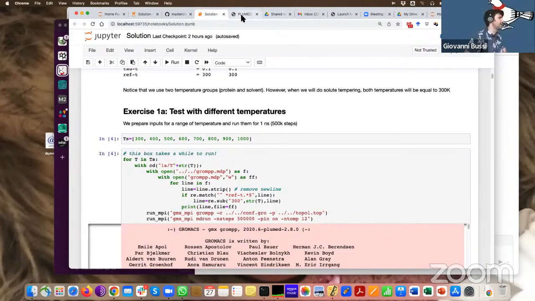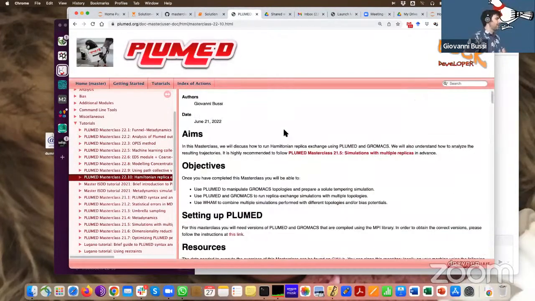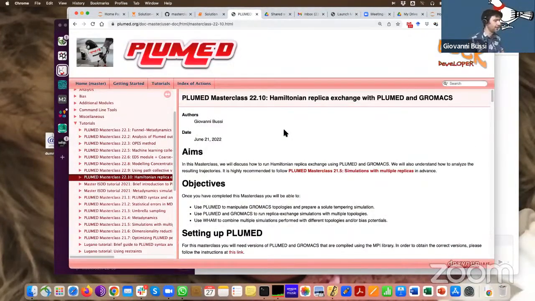So the goal of today is to try to correct this exercise, which, as I told you just before starting the recording, was quite long and difficult to do. And actually, one of the reasons was that simulations are slow because we are running alanine dipeptide in water, which is way more expensive.